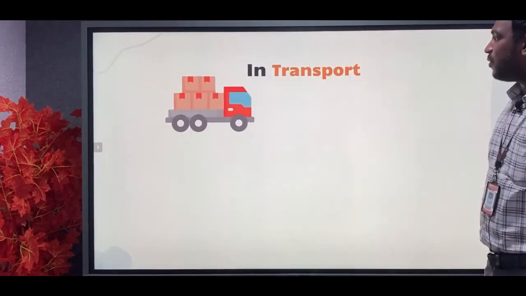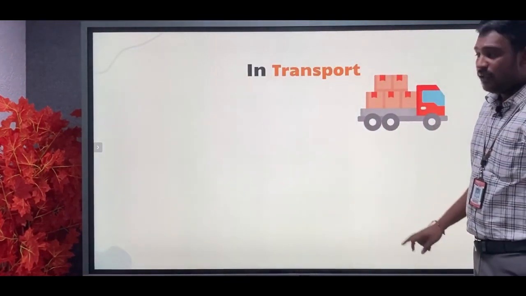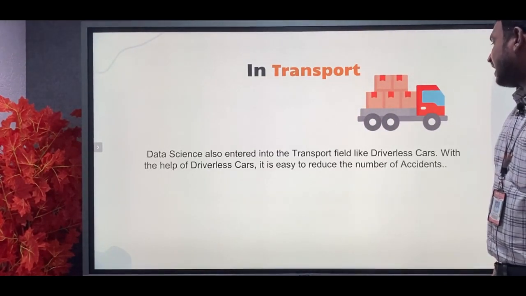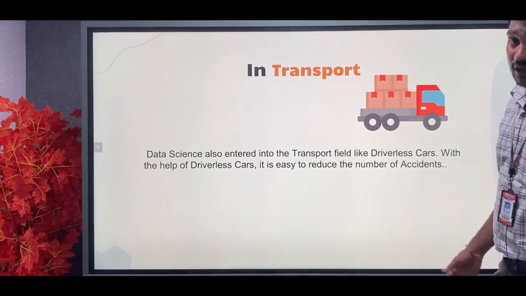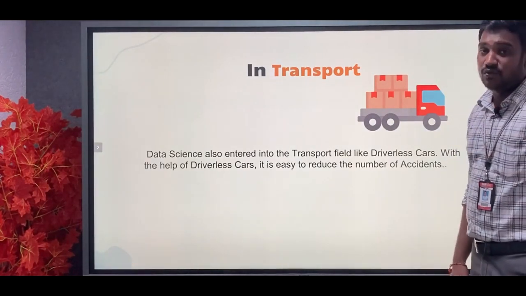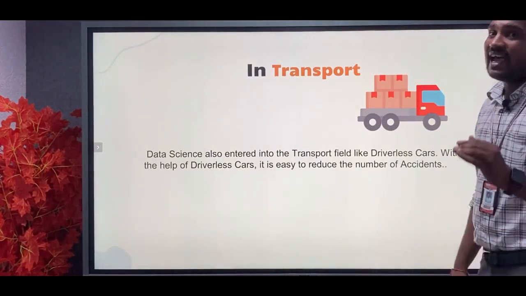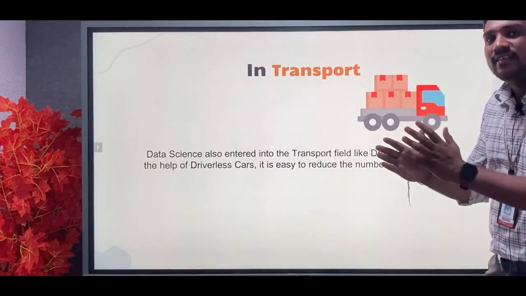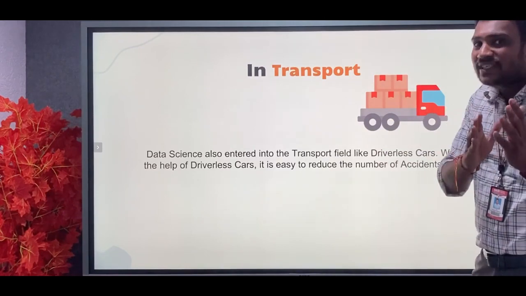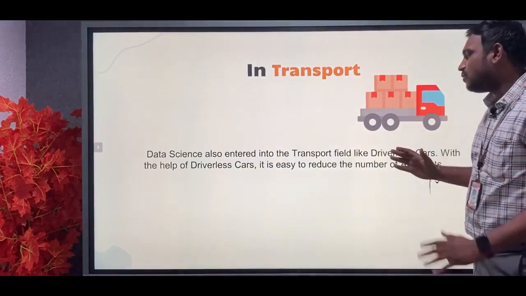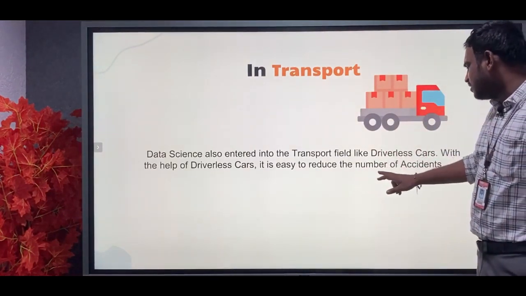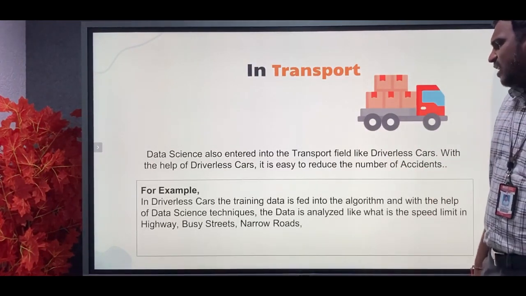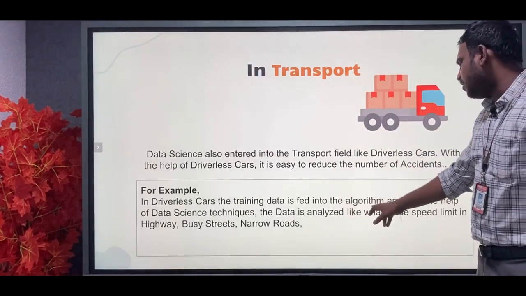Second one, in transport. Data science has also entered the transport field, like driverless cars. We already know that Google introduced the Google driverless car. With the help of Google Maps data, they are analyzing, implementing, and reducing accidents also. So it is easy to reduce the number of accidents. Next, for example, in a driverless car, training data is fed into the algorithm.